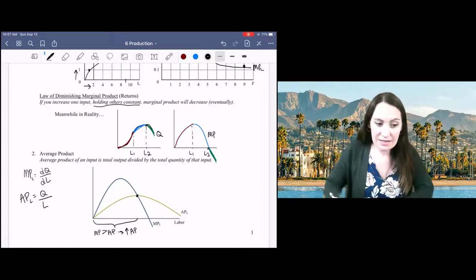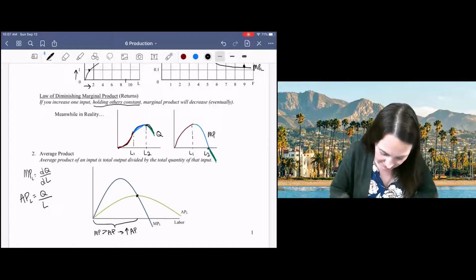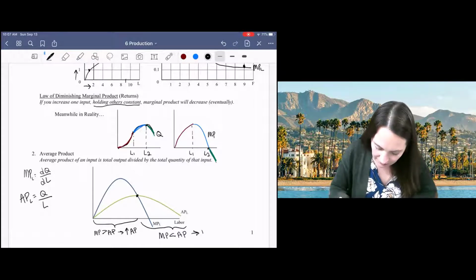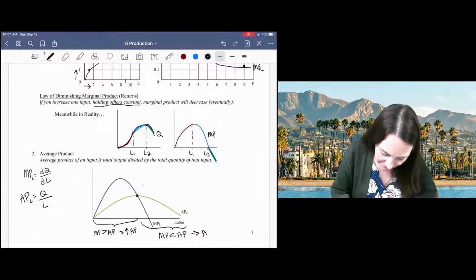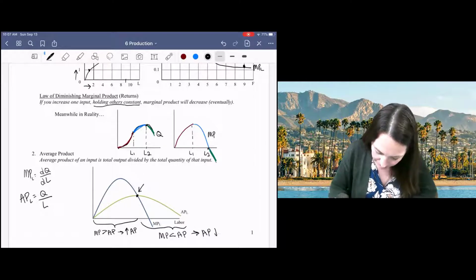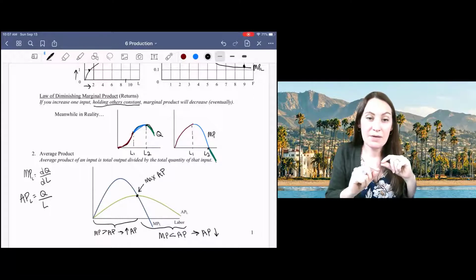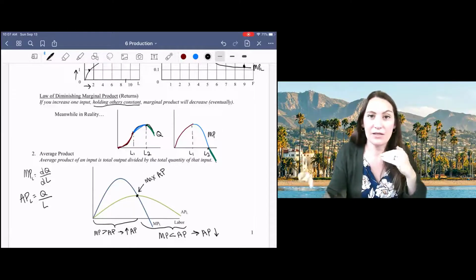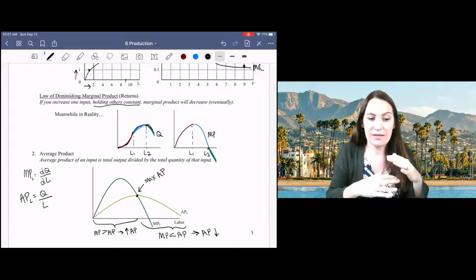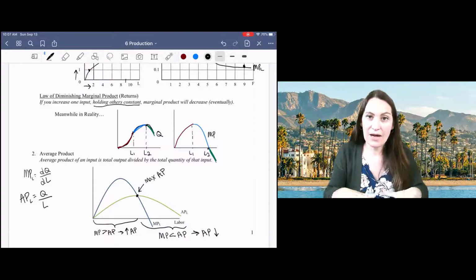So what we see here, the consequence of this, is that the average function intersects the marginal function at its maximum. And that's going to be important, again, when we get to cost curves, but this is just a standard mathematical relationship between any marginal function and an average function.